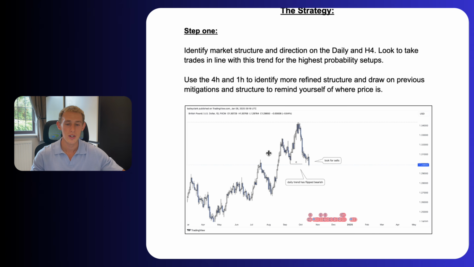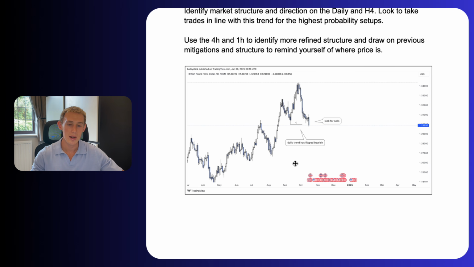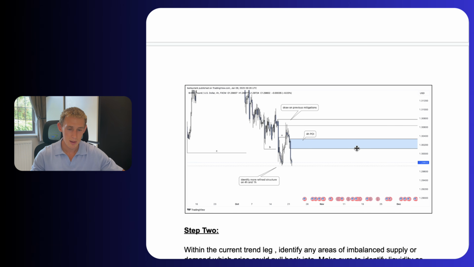Once I've identified structure and direction on daily and 4-hour, I then want to break it down to the hourly time frame just to see any of the more refined structure and internal structure. And I've also included here that I draw on previous mitigations. What I mean by that is, if we go down to this image, a previous mitigation is an area where price has tapped into in the past and rejected from. So here, for example, you can see price came up, rejected from the supply and pushed away. So this, to me, would be classified as a previous mitigation.